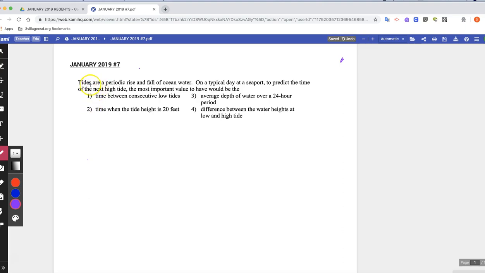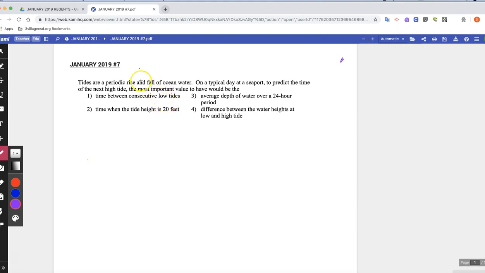Here we're told that tides are a periodic rise and fall of ocean water. On a typical day at a seaport, to predict the time of the next high tide, the most important value to have would be... and then we're presented with 4 different choices.